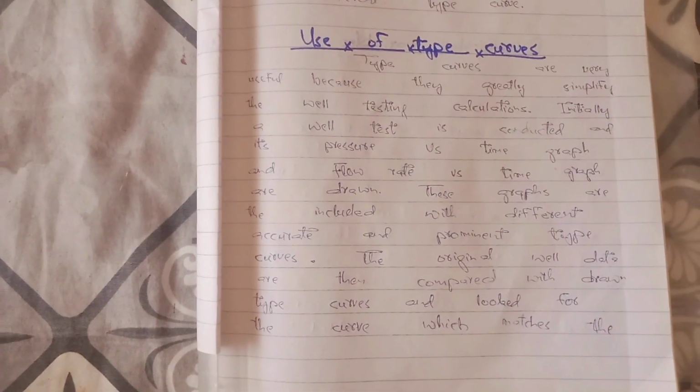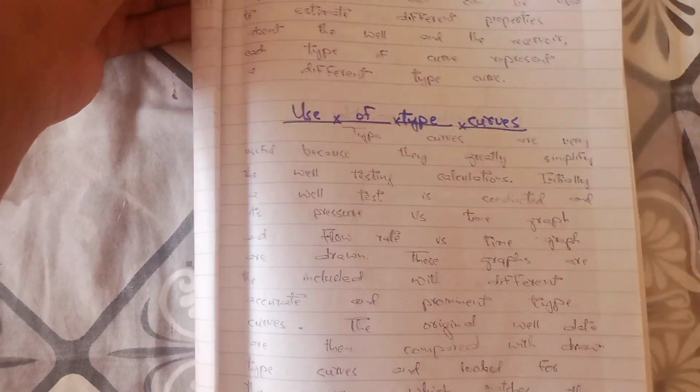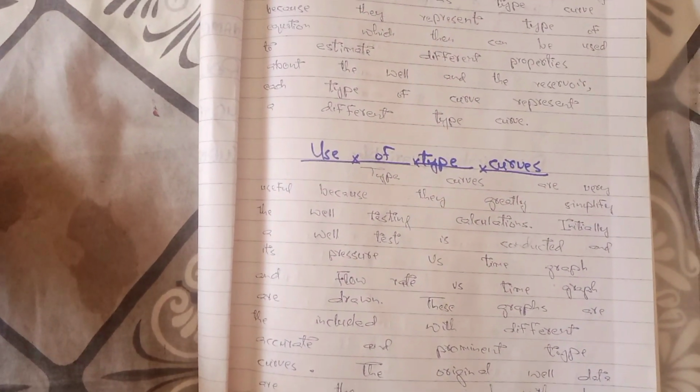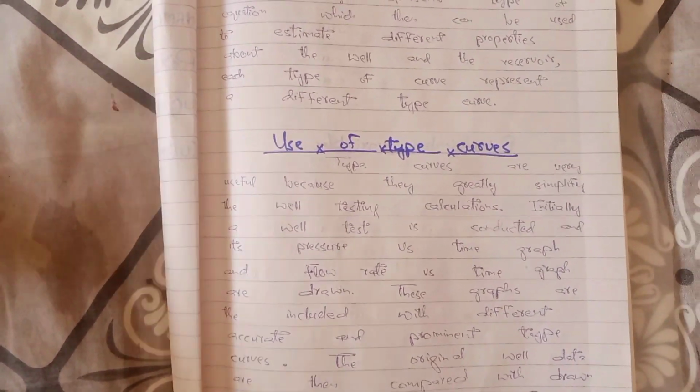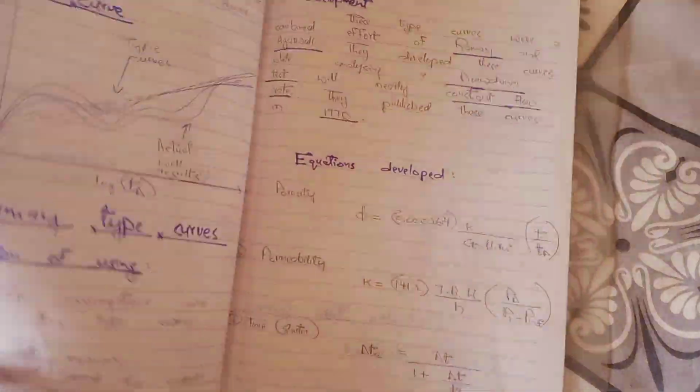So, use of type curves. Type curves are used for well testing primarily, because well testing has different equations, and an engineer never knows what type of equation to use. So when he has type curves, he can decide what type of equation is best. Let me show you some examples.